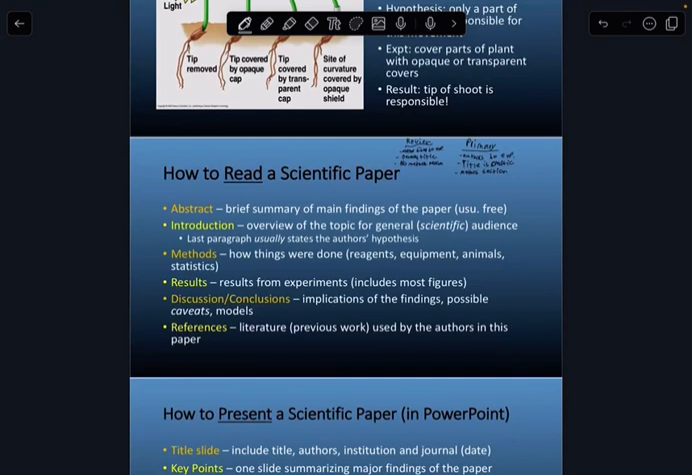And then the references at the back. This is the literature, the previous work done by other scientists that this author used in this paper. So they're usually at the back, and they're usually numbered.